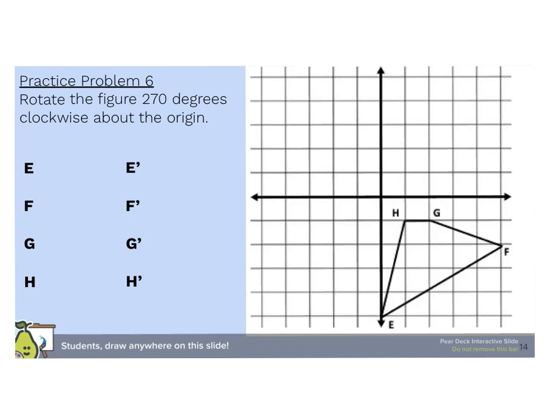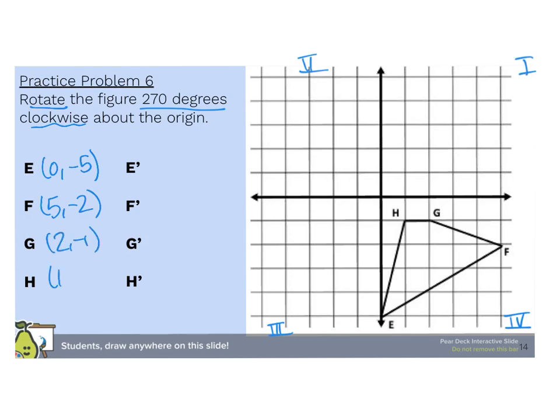All right, so now lesson 9, the review problem, is telling us to rotate this figure 270 degrees clockwise. So let's label our quadrants 1, 2, 3, and 4. Let's get our ordered pairs in there. For E, it's at (0, -5), F, (5, -2), G, (2, -1), and H, (1, -1).